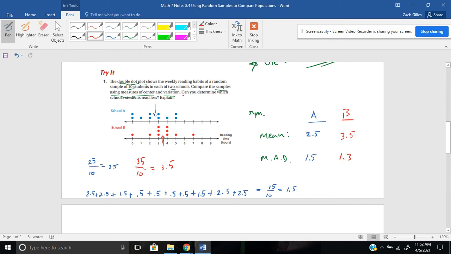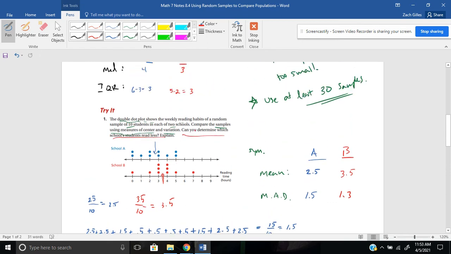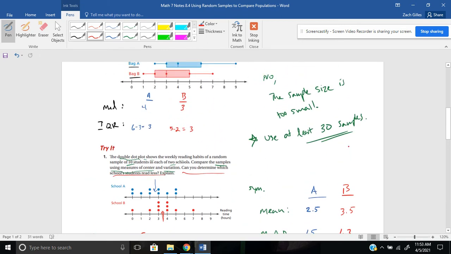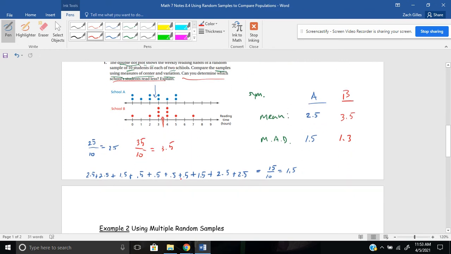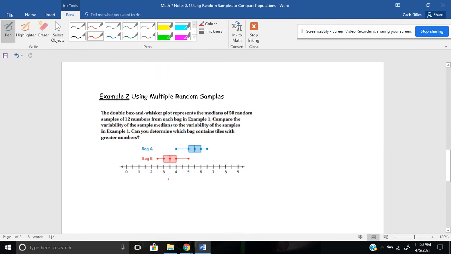But again, when it says, can you determine which of the students read less and explain? I would say no, just like we said up here, because the sample size is too small. They only sampled 10 students in each of the schools. We would like to see at least 30 sampled as a good rule of thumb. Let me know if you have any questions on how to do any of that, and I'll be glad to help you.